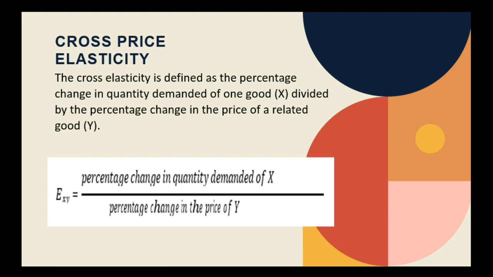Now, as we have noted, two goods are considered substitutes if there is a positive relationship between the quantity demanded of one good and the price of the other good. For example, an increase in the price of bananas increases the demand for mangoes as consumers substitute mangoes for bananas.